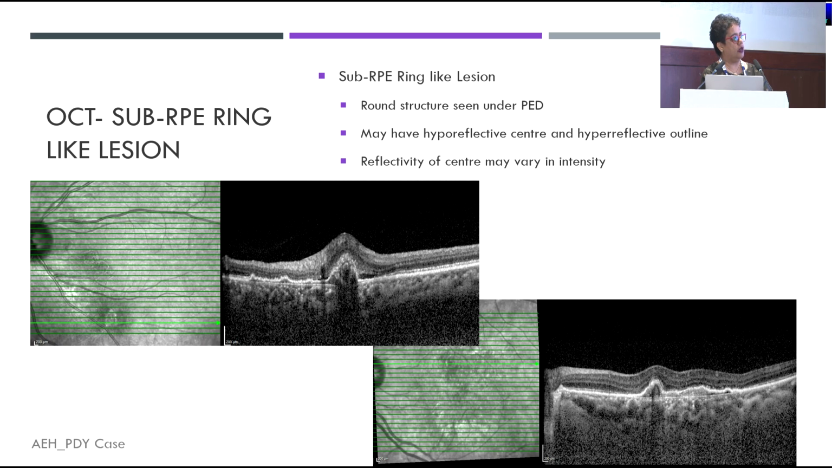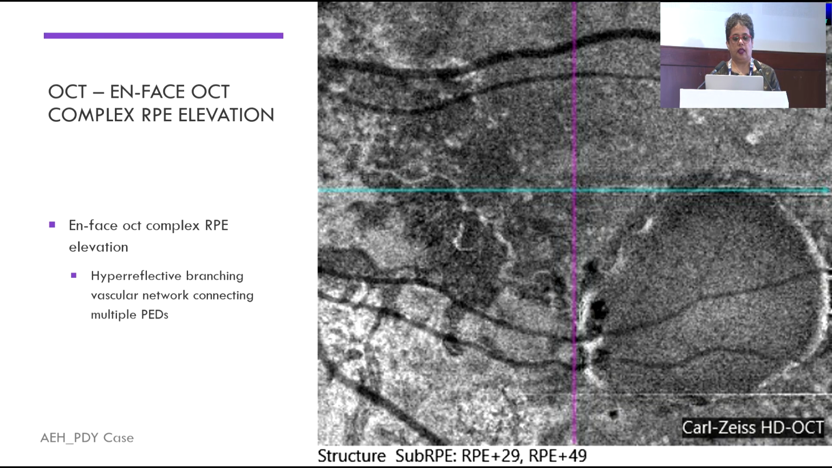You can see that here as well as over here. The reflectivity in these may vary from case to case. On en face imaging, where you have the complex PED, these are the various polyps that you can see. This is from the same patient whose ICGA we just saw. These are all the different polyps, and this is the large PED that you can see on the en face image.